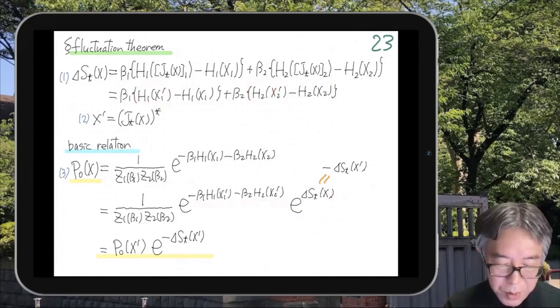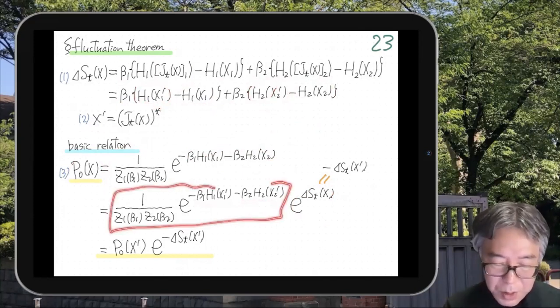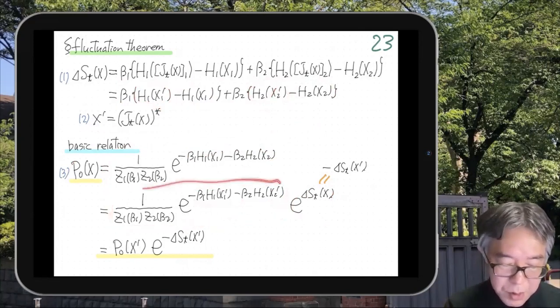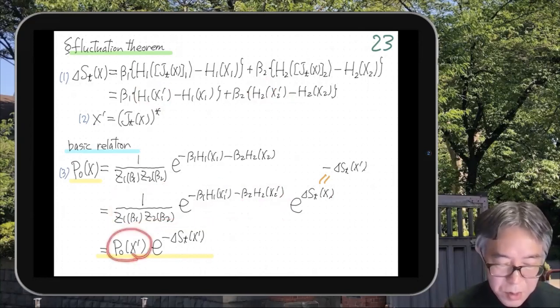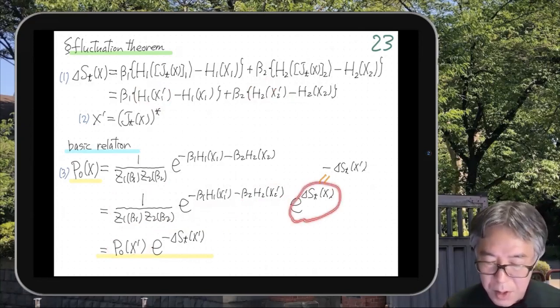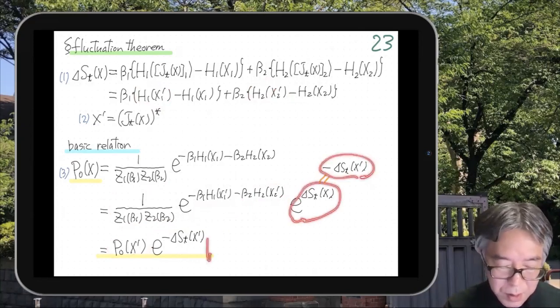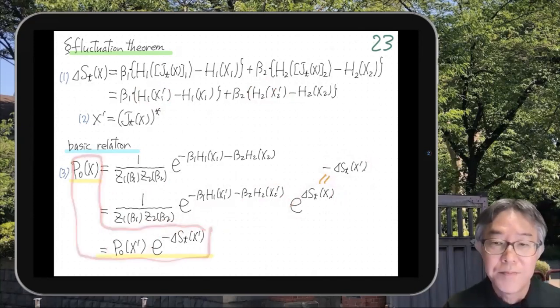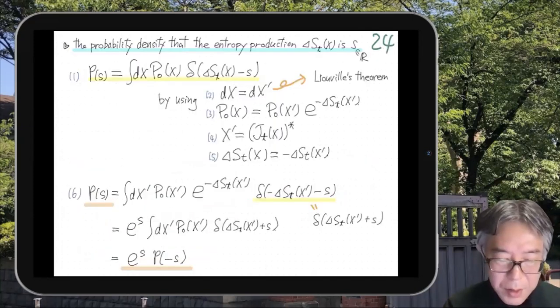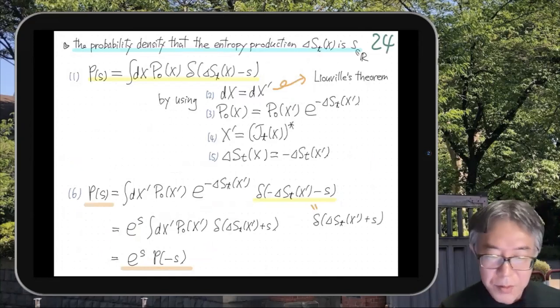But what do you get? Well, here you simply get the product of canonical distributions, the same distribution with x replaced by x prime. And here you have this. But with this symmetry, you can write it like this. So this is our basic symmetry. Very simple. Now, here's the derivation of the fluctuation theorem.